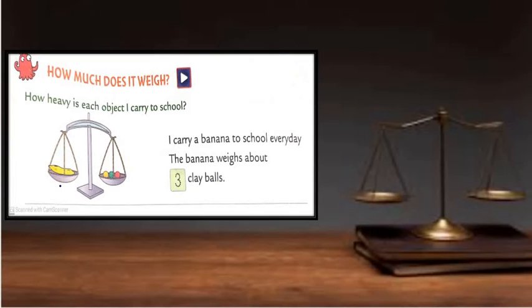Now move on to here. Look at this picture. This is the picture of weighing scale. On one side there is one banana. On the other side there are 1, 2 and 3 clay balls. So we can see that the banana weighs about 3 clay balls.